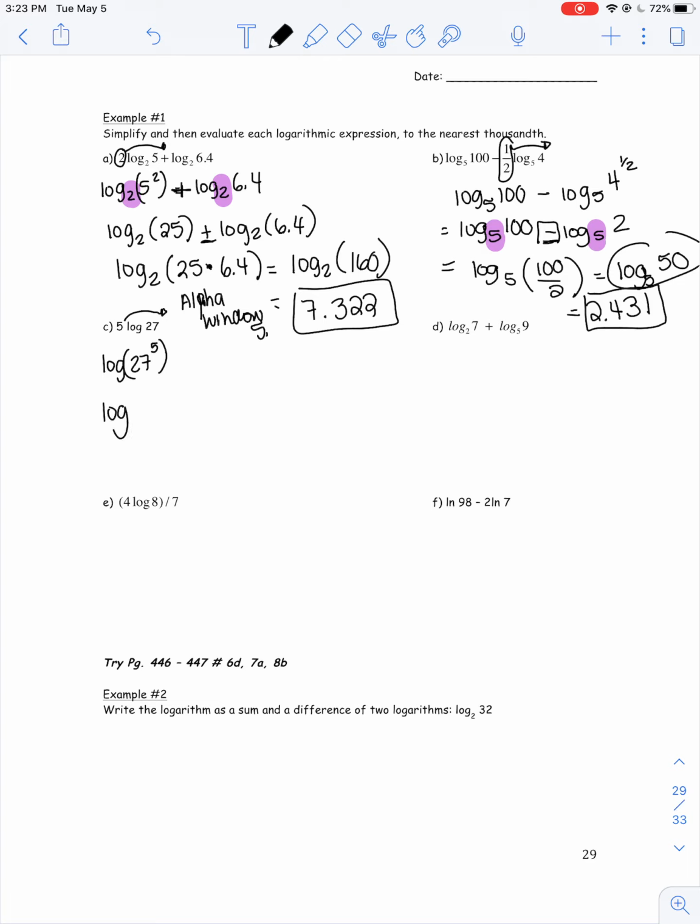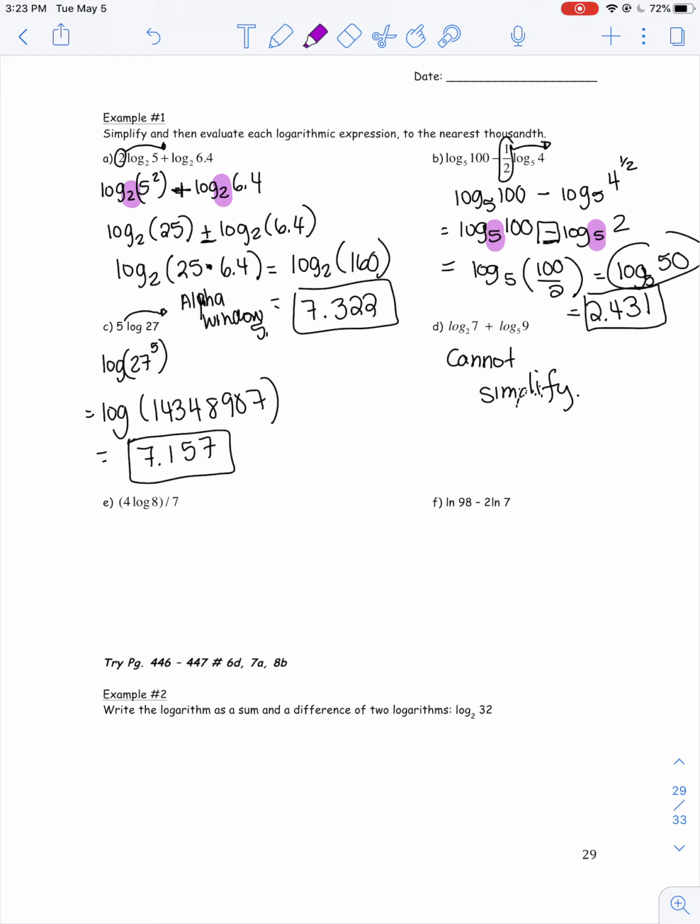In this one here, I can bring that 5 up. I can go log of 27, and the 27 is going to be to the power of 5 instead. So what we're evaluating is 27 to the power of 5, and we get this large number, 14348907. This is what I'm putting into my calculator. Log of that number is equal to 7.157.